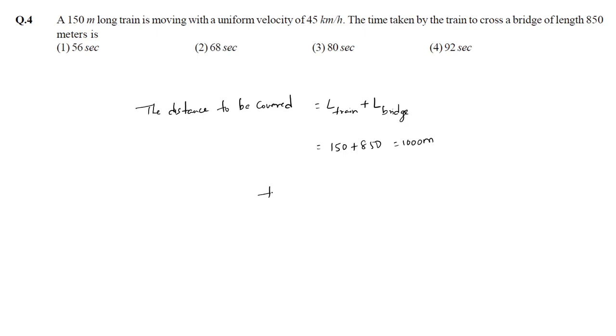Now what is the time taken for this? So we know the time is nothing but the ratio of distance to velocity. So that is 1000 meter is the distance, and the velocity here they given in kilometer per hour. So we can convert that one into meter per second by multiplying that 45 with 5 by 18. So if you simplify, you will get it as 80 seconds. So option 3. See the next question.